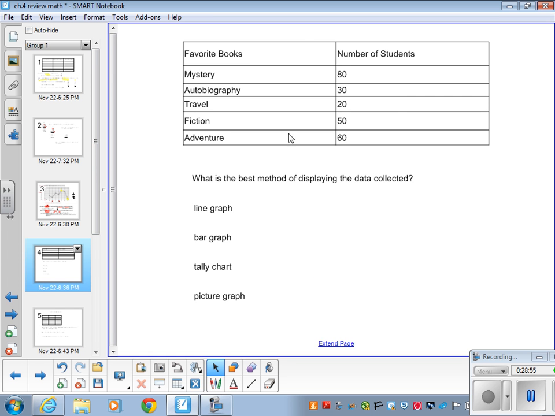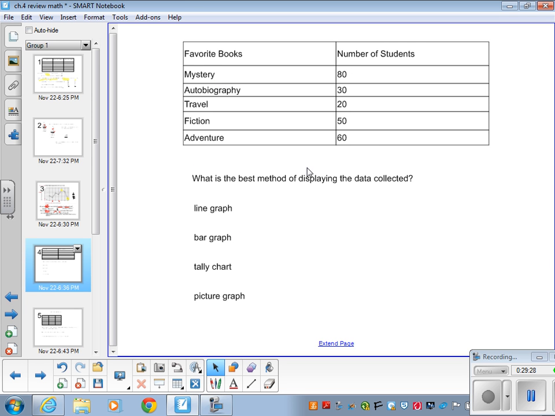They might give you a table and ask you, what is the best method of displaying the data collected? So I see the two columns are labeled favorite books and number of students. The favorite books are mystery, autobiography, travel, fiction, and adventure. The number of students are 80, 30, 20, 50, and 60. I noticed that most of the kids liked mystery.